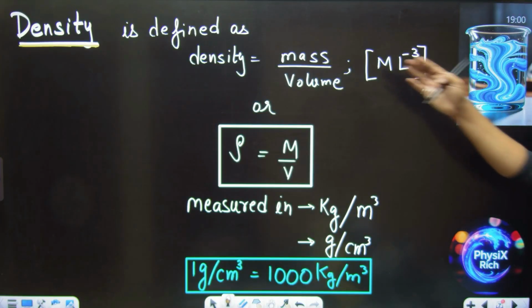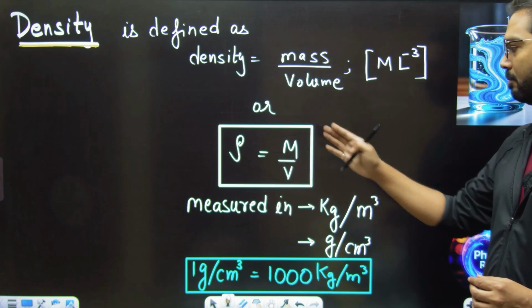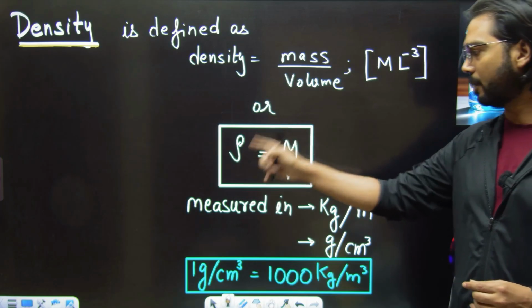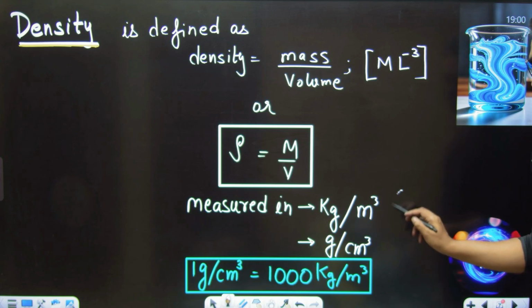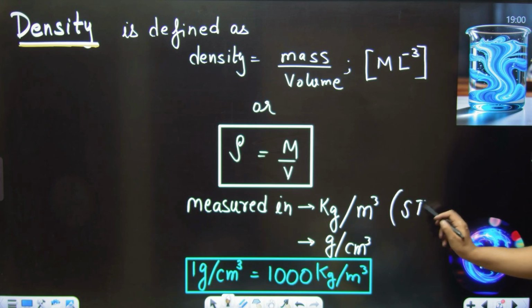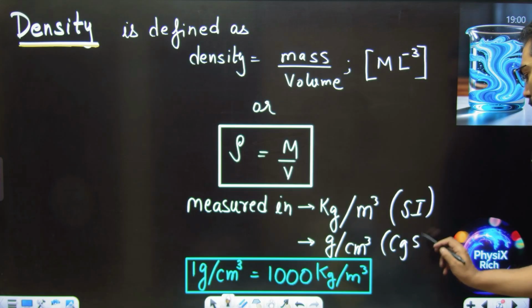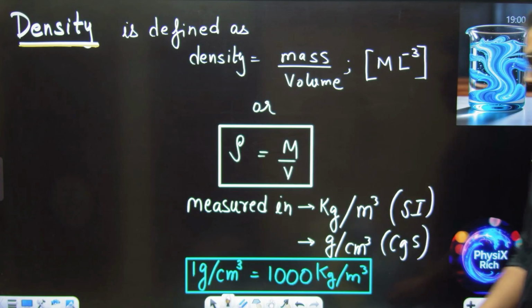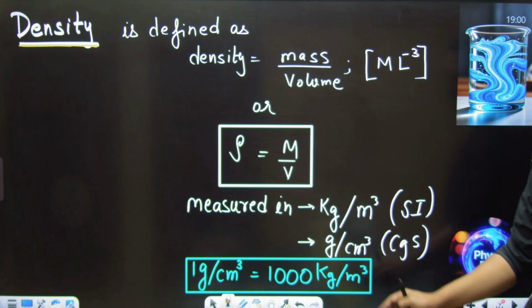And we have the dimensions of density as ML^-3. Density is m by v. The most commonly used symbol is rho. It's measured in kg per meter cube and also gram per centimeter cube. The kg per meter cube is the SI unit, and the gram per centimeter cube is the CGS unit of density. And a gram per centimeter cube is the same thing as 1000 kg per meter cube.